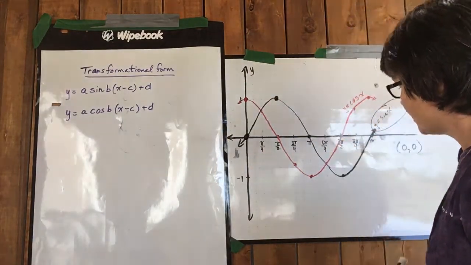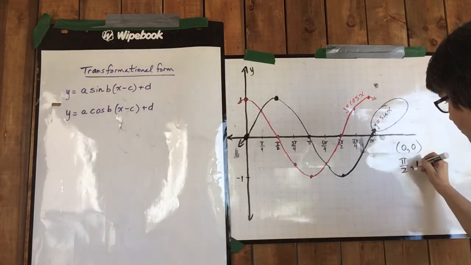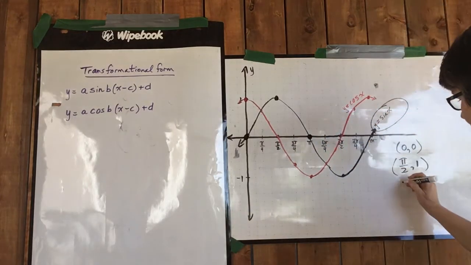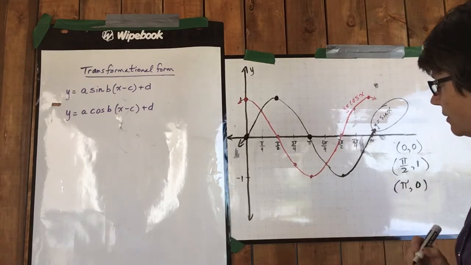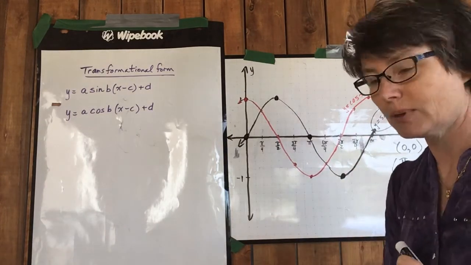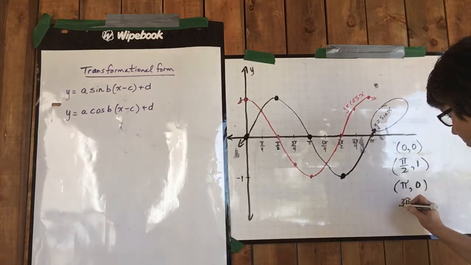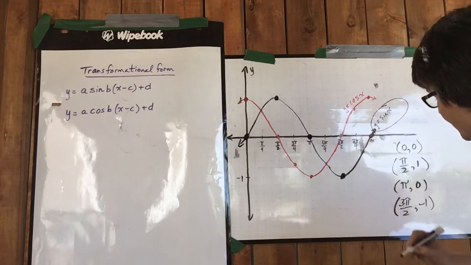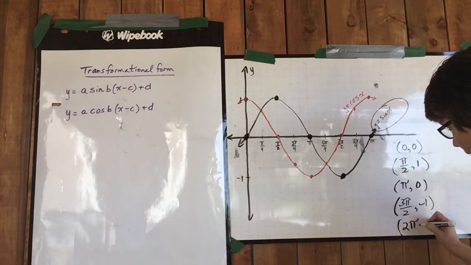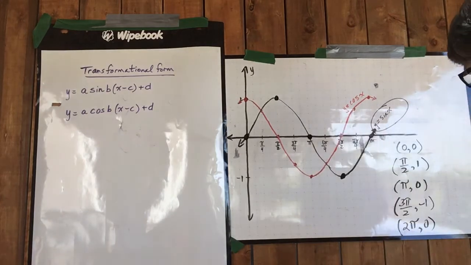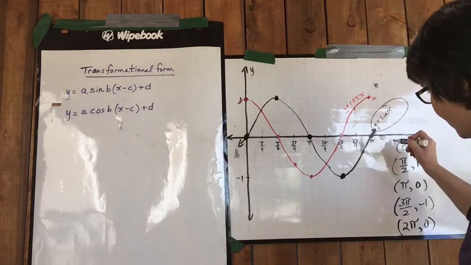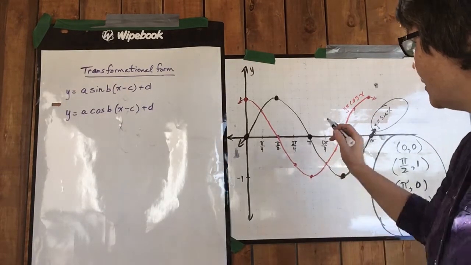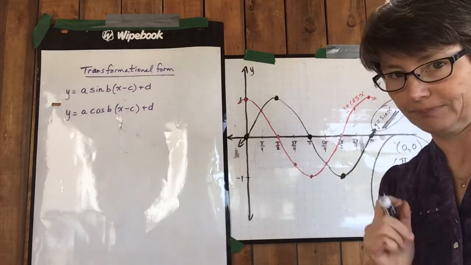Then a maximum occurs at pi over 2, so pi over 2 and 1 is another point on that graph. Then it comes back through the principal axis at pi, so pi, 0 is another point. And the minimum occurs at 3 pi over 2, so 3 pi over 2, negative 1 is another point on the graph. And then it comes back up to finish the first period at 2 pi, and goes through the principal axis at 2 pi, 0. Okay, so definitely remember these 5 major points that are on the y equals sine x graph.